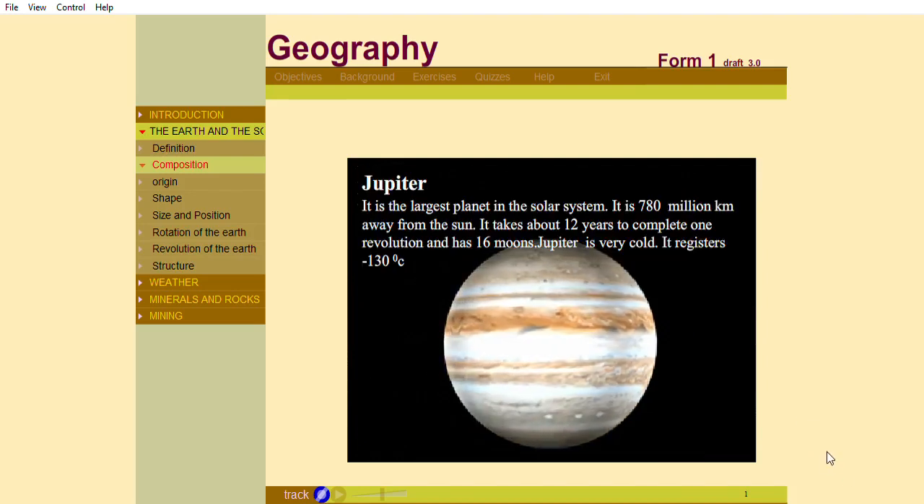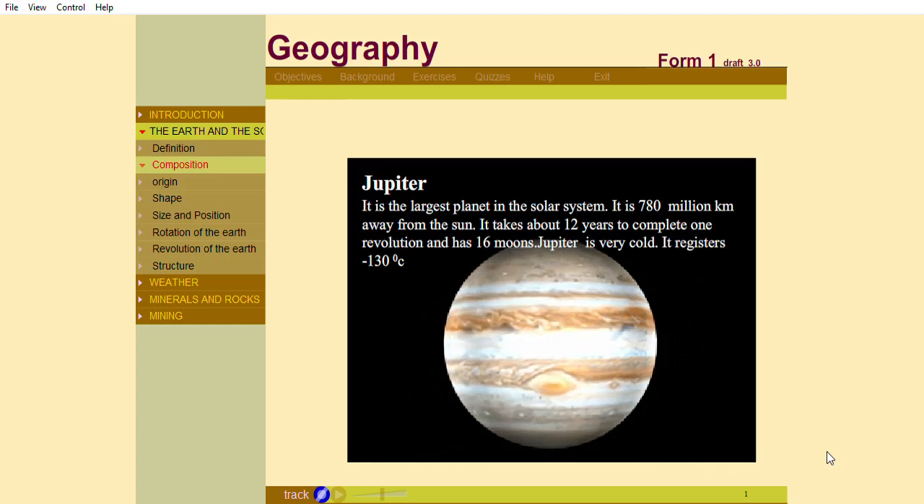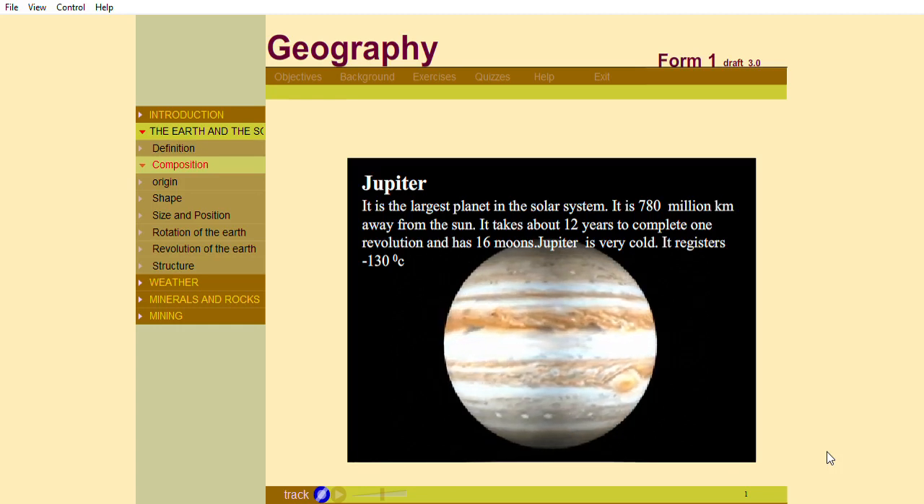Jupiter. It is the largest planet in the solar system. It is 780 million kilometers away from the sun. It takes about 12 years to complete one revolution and has 16 moons. Jupiter is very cold. It registers minus 130 degrees Celsius.